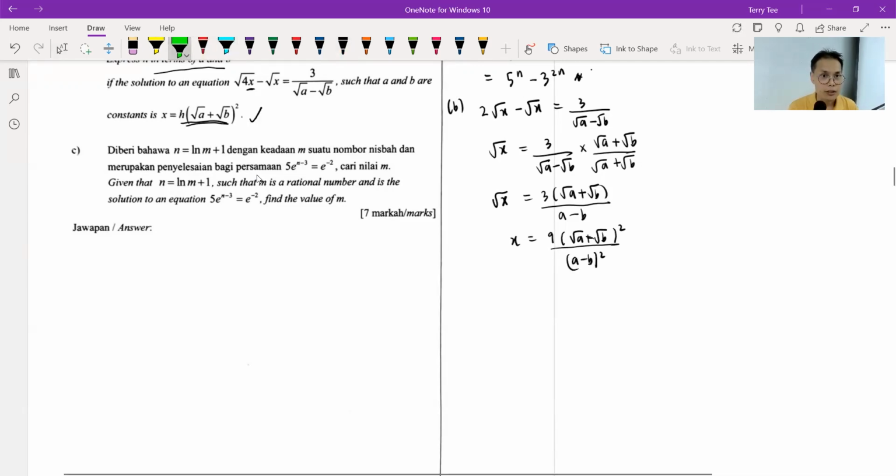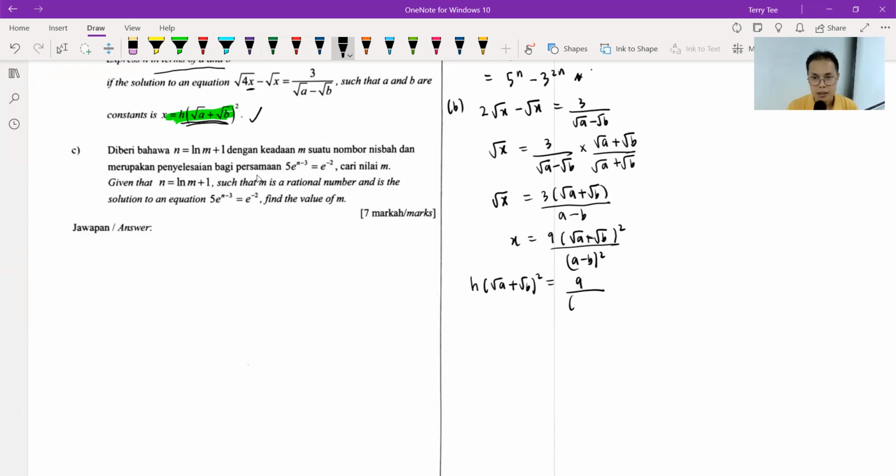Can you see over here? This is your solution, right? I would copy this on the left hand side, square root a plus square root b square, and I compare with the right hand side. This is 9 over a minus b square with the square root a plus square root b bracket square. You see, I purposely separate the denominator a minus b, push it outside, so I can now compare and say that this is equals to this.